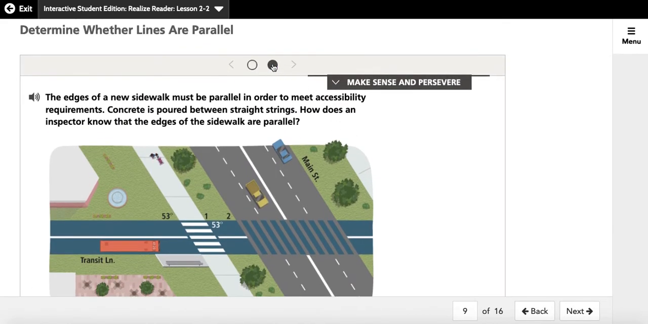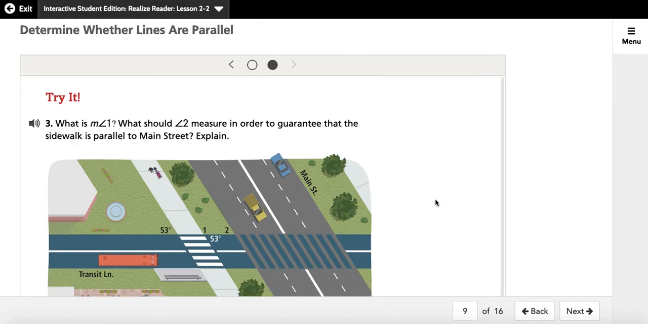Moving on. Now they're asking, what's the measure of angle 1? What should the measure of angle 2 be in order to guarantee that the sidewalk is parallel to the main street? To make sure that this sidewalk is parallel to the main street, what does angle 2 have to be? Click pause, figure that out, and then come back.